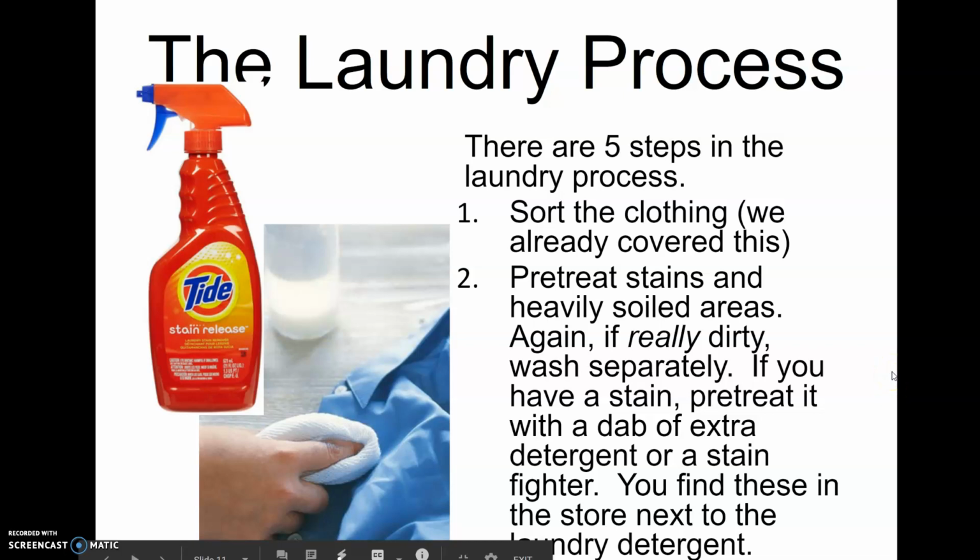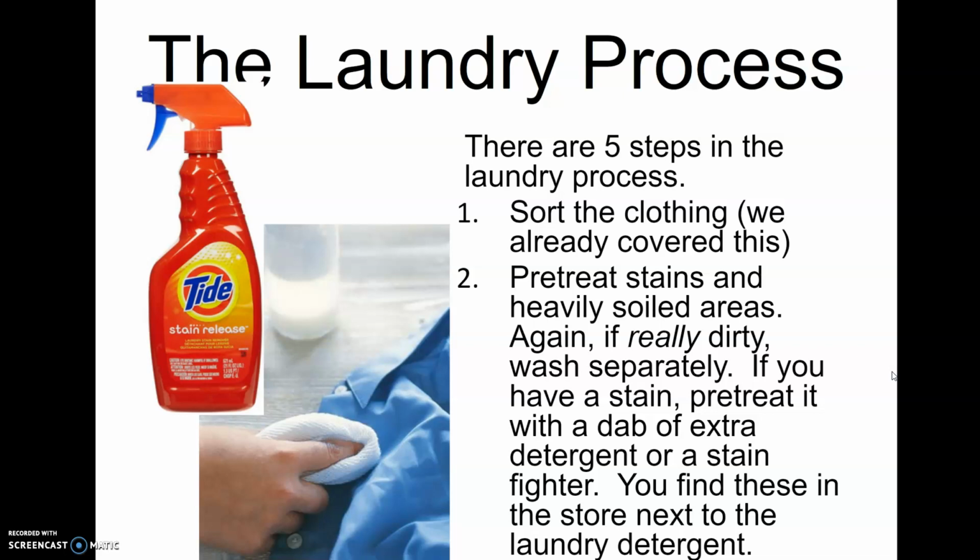All right, so there are 5 steps in the laundry process. We have sort the clothing. So we just went over color, size, type of fabric, and then heavily soiled. So we did the sort. And then pre-treat the stains. Heavily soiled areas, again, if it's really dirty, wash it separately.